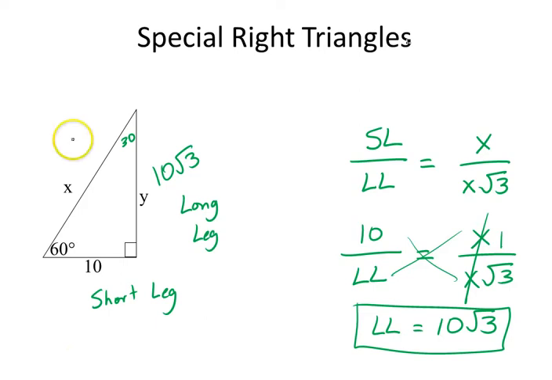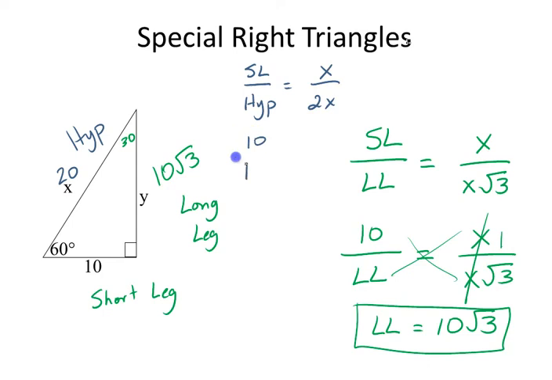Now, to go the other way from my short leg to my hypotenuse, I'm going to multiply by 2. You can just memorize that, where this here is going to be 20. Or again, we can use a ratio. Short leg over hypotenuse equals x over 2x. My short leg is 10. I don't know my hypotenuse. X over 2x. Again, I can cross out the x's because they're on top of each other, leaving me a 1. So 1h equals 20, which is the same thing I found out.